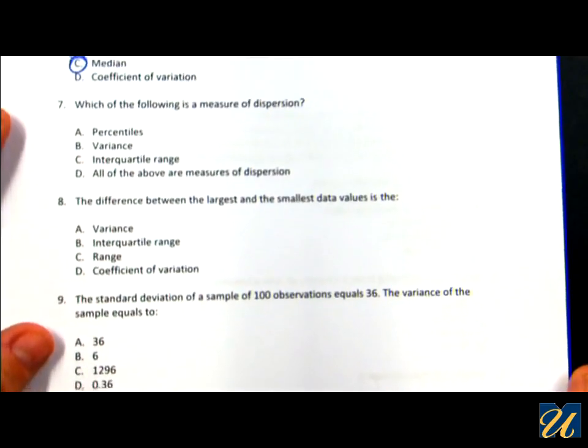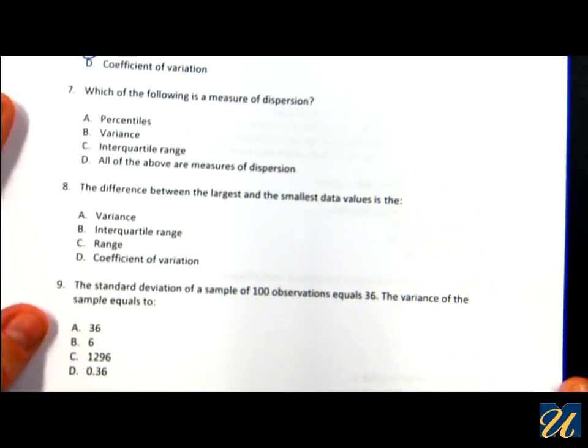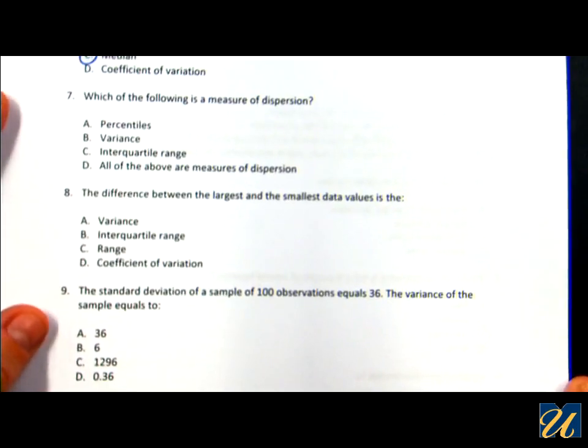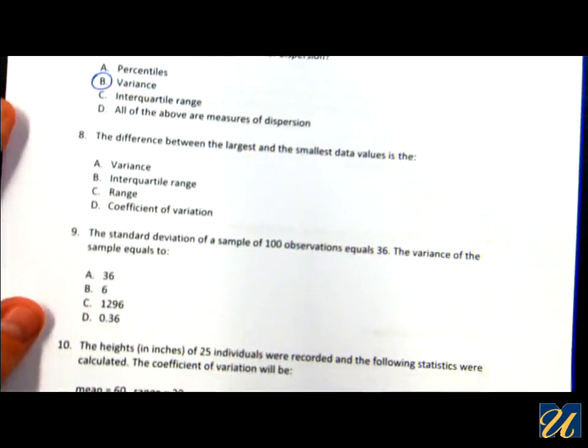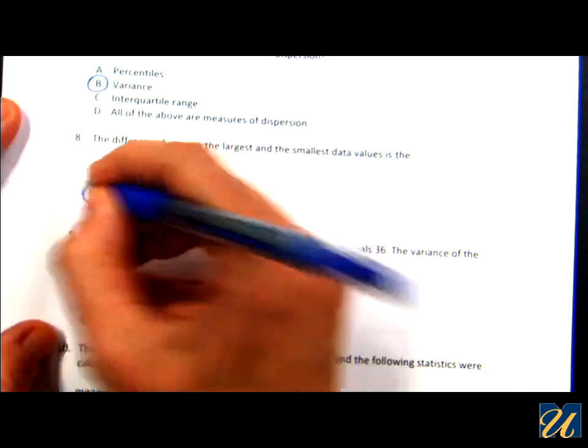Which of the following is a measure of dispersion? A measure of dispersion, that would be the variance. The difference between the largest and the smallest data value is the range.